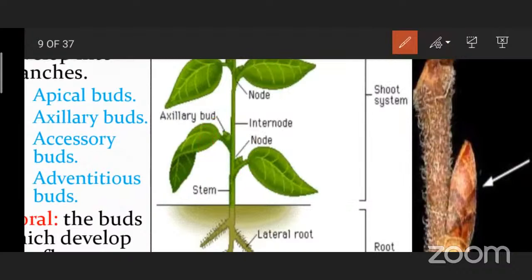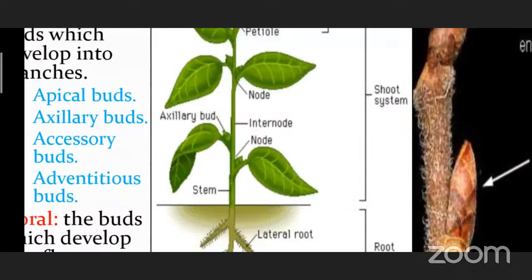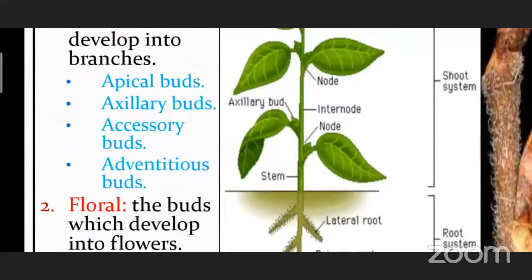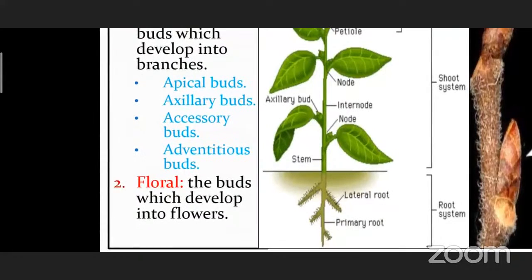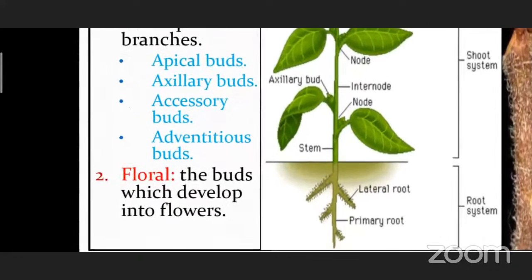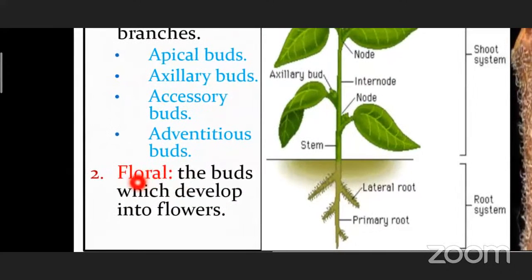And third one, accessory buds, and fourth one, adventitious buds. They are located on the sides of the axillary buds and at areas other than the usual ones. Do you think where do flowers grow? Floral buds. The buds which develop into flowers are known as floral buds.